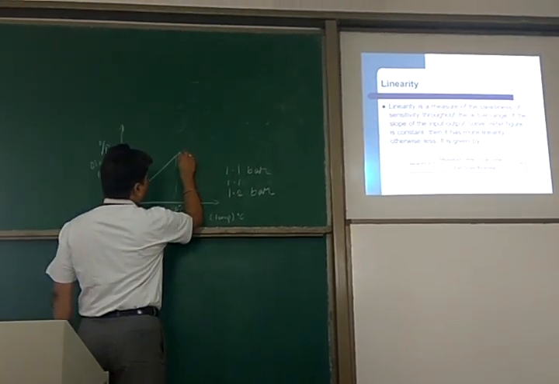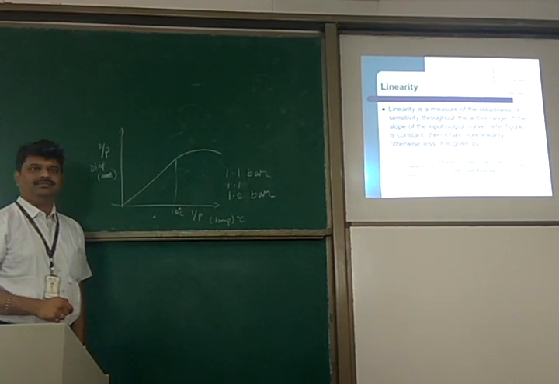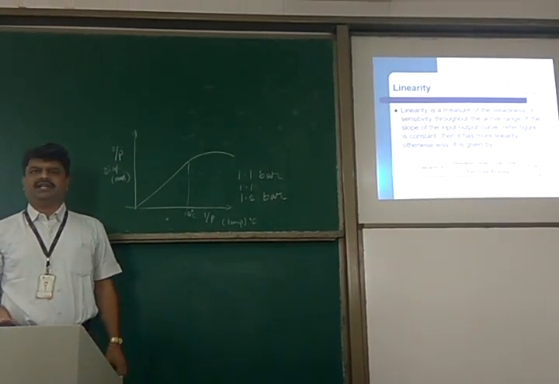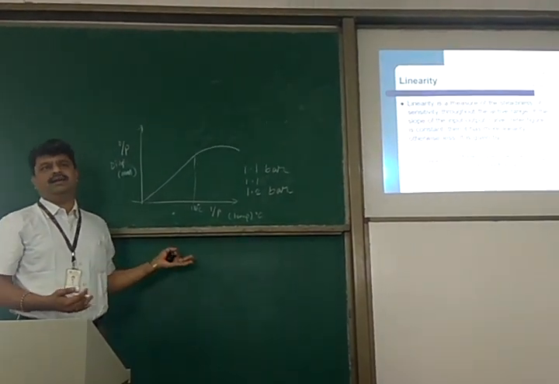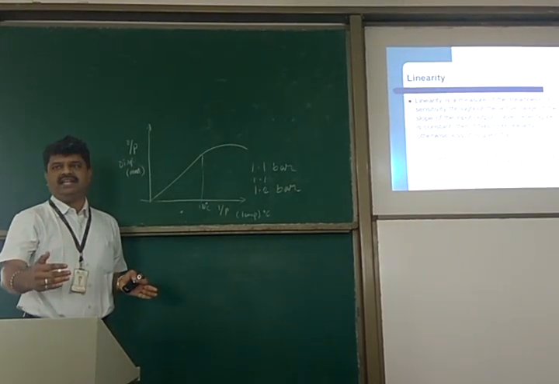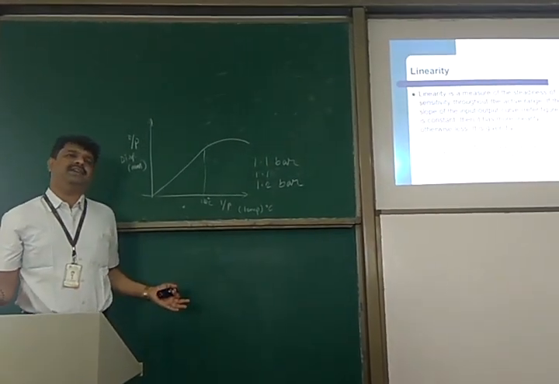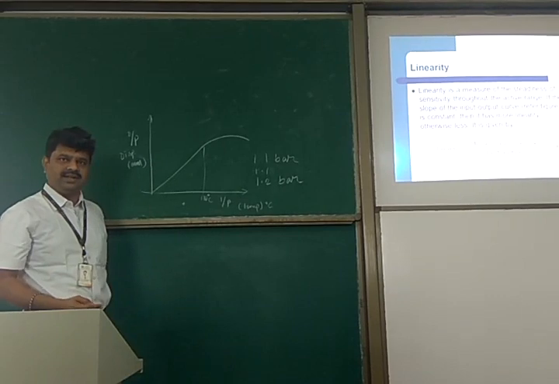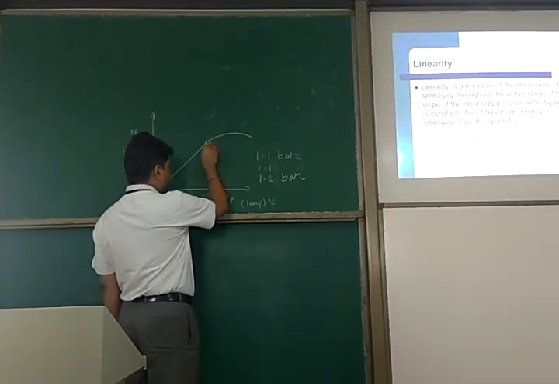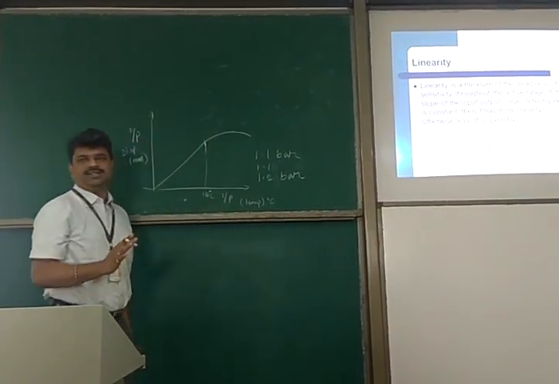When do you call it non-linear? Let's say up to 100 degrees Celsius it is linear, and after that it turns like this. Most instruments are like that. Up to a certain range there is linearity, and then it starts behaving in a non-linear manner beyond a certain point. So up to this, if you use the instrument, it is a linear instrument.